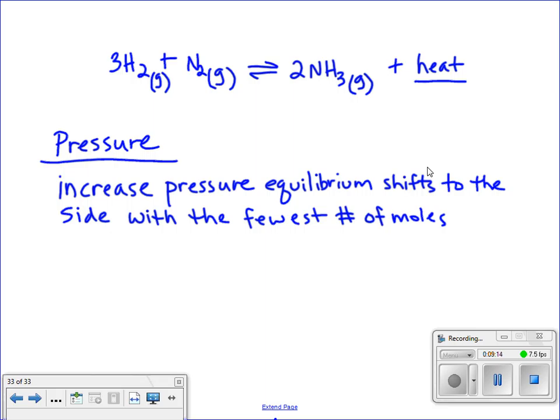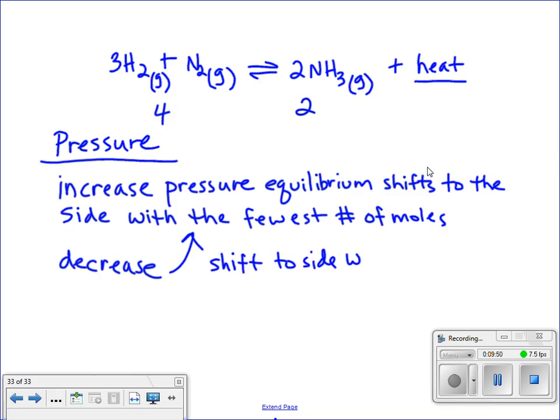So we need to count the coefficients. On the reactant side, we have 3 plus 1, we have 4 moles. Okay? And on the product side, we have 2. So in this case, if I were to increase pressure, equilibrium would shift to the right because it shifts to the side with the fewest number of moles. A decrease in pressure is going to have the same effect, but it's going to shift to the side with greatest number of moles.